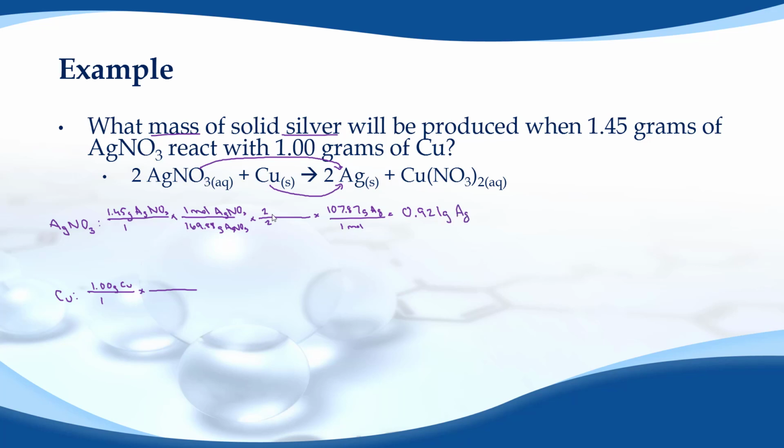Now for the copper, 1 gram of copper divided by its molar mass, which is 63.55, times the mole ratio, which is 2 over 1, times the molar mass of silver, which is 107.87. That gives us 3.39 grams of silver if every last atom of copper reacted. Based on this, silver nitrate is our limiting reactant because it produces the least amount of product. And the 0.921 grams is our final answer. That's how much silver this reaction is going to make.